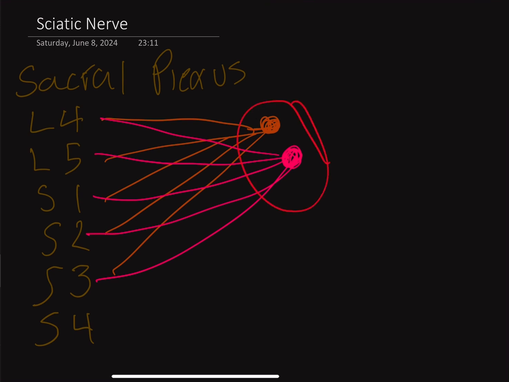So what are those two branches? We know them as the tibial nerve and the common peroneal nerve, right? Actually, I don't like that. Delete that so it's all nice and color coded.